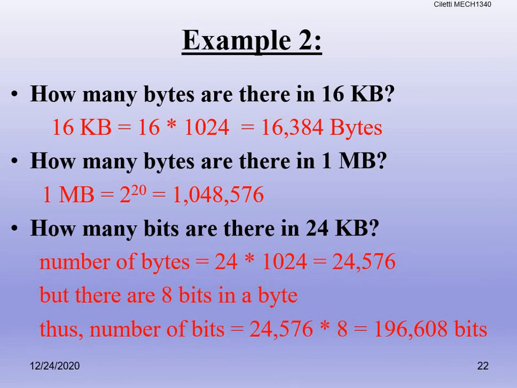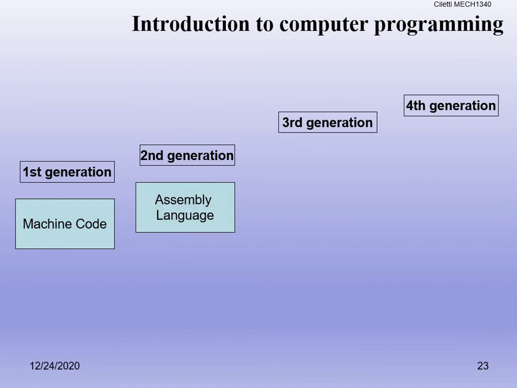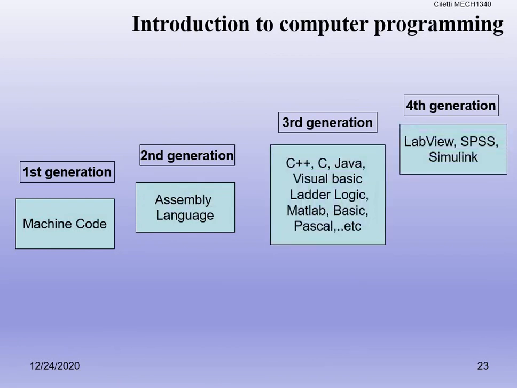So we got to take 24 times 1024. And then there's 8 bits in a byte, so we have to multiply by 8, so we get 196,608 bits. Not too many test questions or things on that. I don't expect you to necessarily need to know all that to be successful in programming your PLC. So, just basics behind where computer programming has come from.